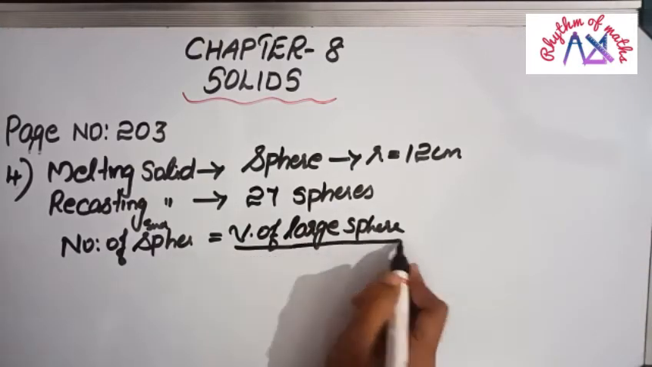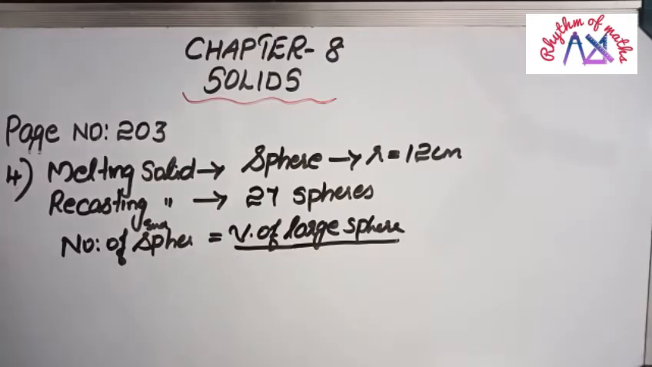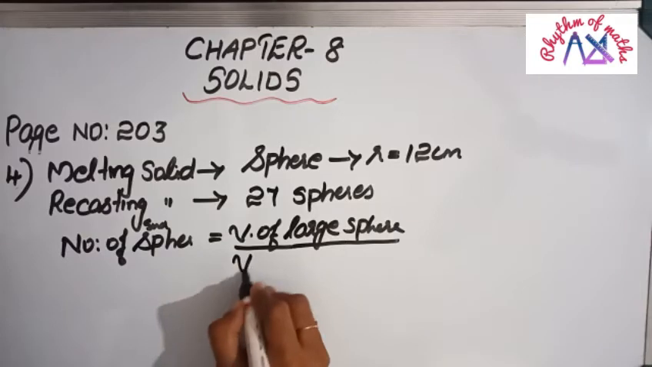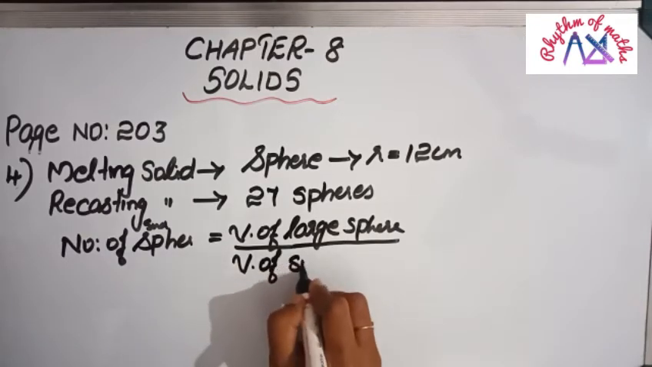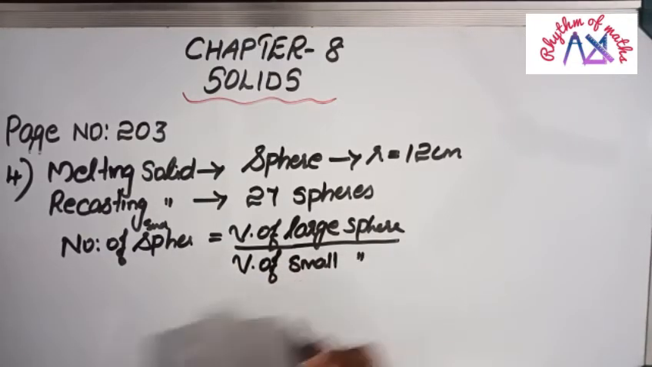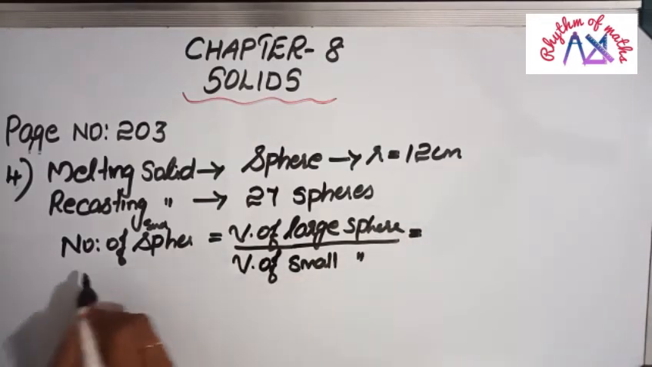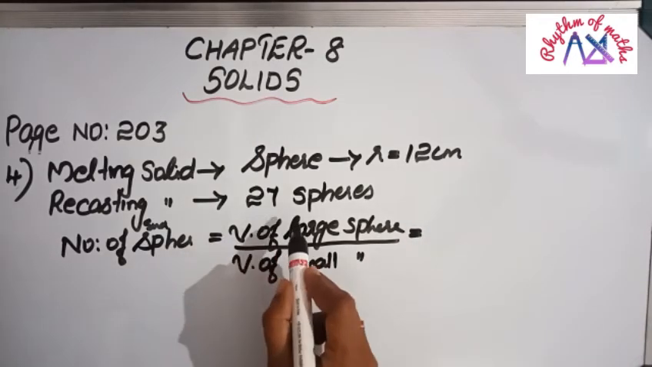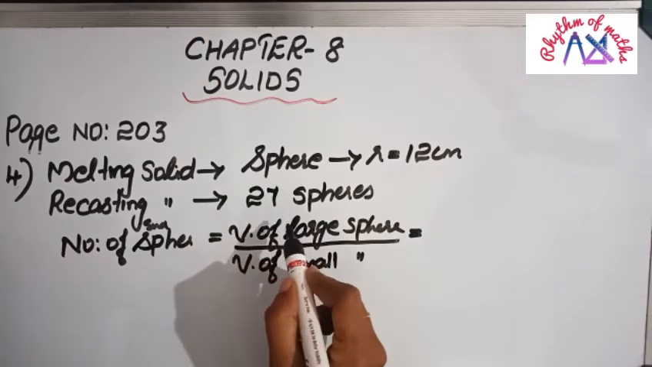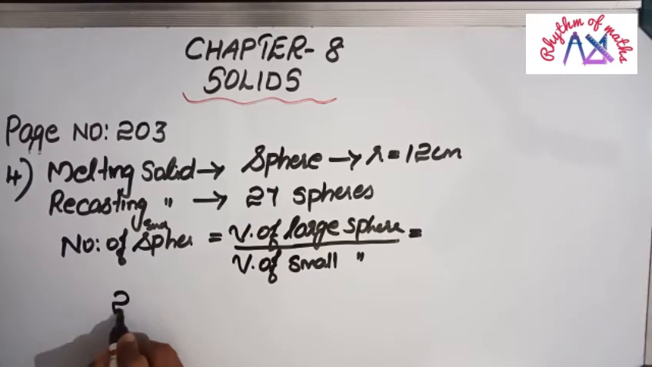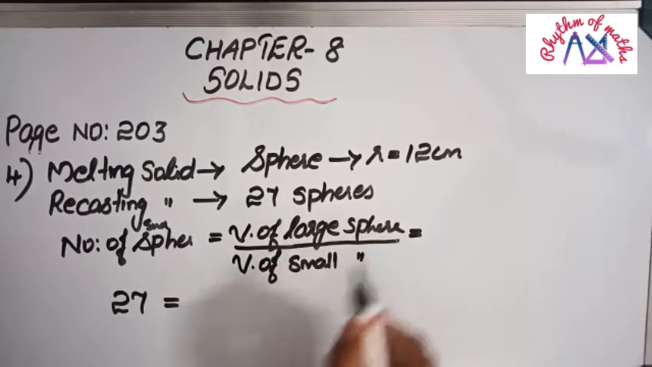Volume of large sphere divided by the recasting one, which is also a sphere, the small spheres. So volume of small sphere. This is the equation. Here the number of small spheres we already have, that is 27. That answer is directly given. So instead of this we can write 27 equal to volume of large sphere.